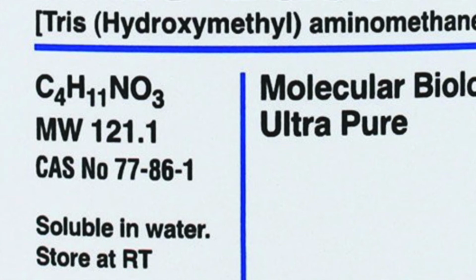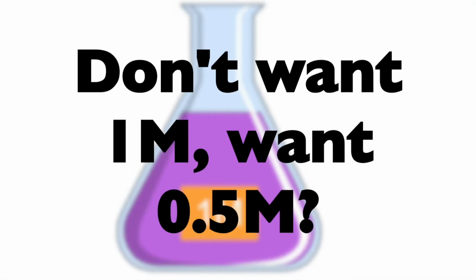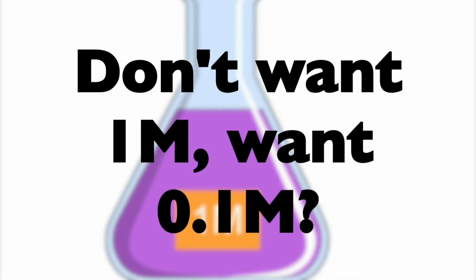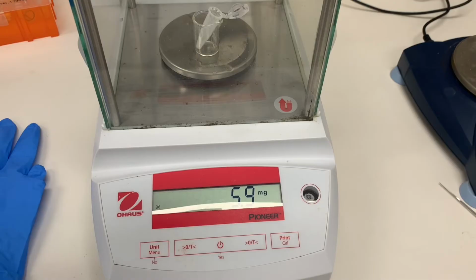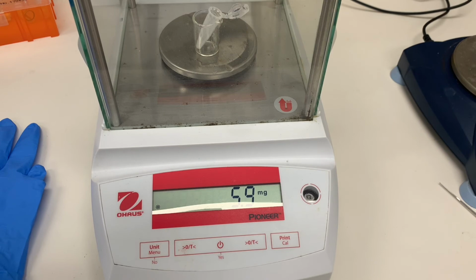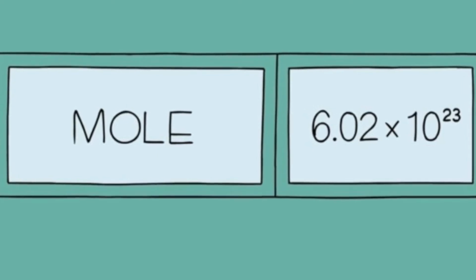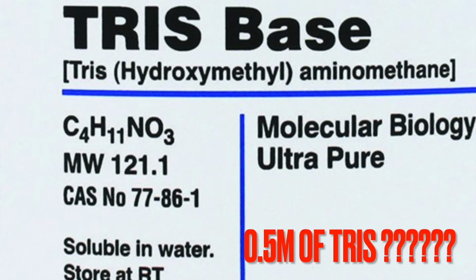If you're going to make less than a liter, then you would scale how much of the Tris you weigh out. If you don't want to make 1 molar, but half a mole, or a quarter of a mole, or 0.1 of a mole, then you would also have to scale it. That's all we're doing in the labs with all these calculations: scaling everything in reference to the given 1 molar quantity of the chemical, the compound, the molecule, which we know is referencing 602 sextillion particles.